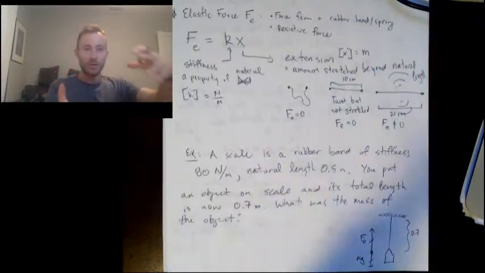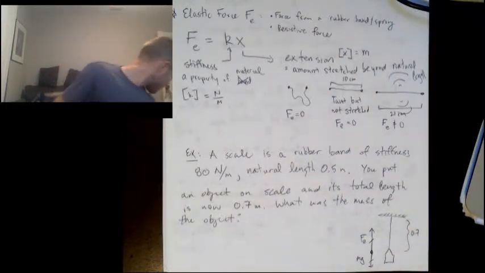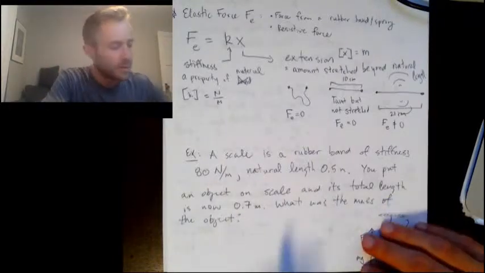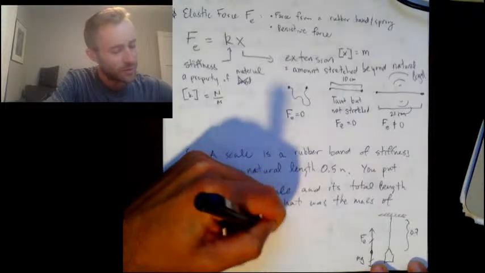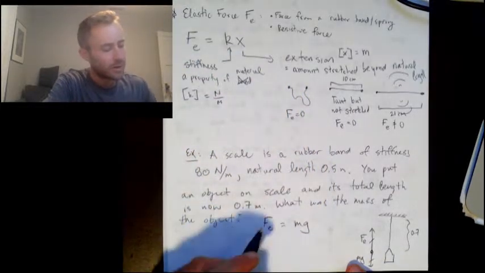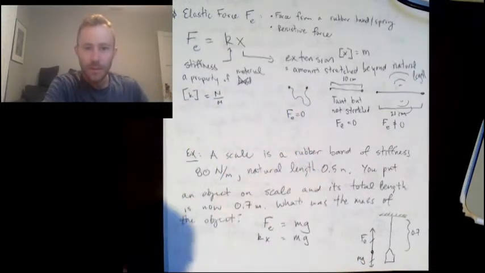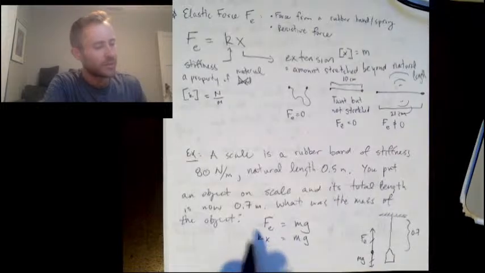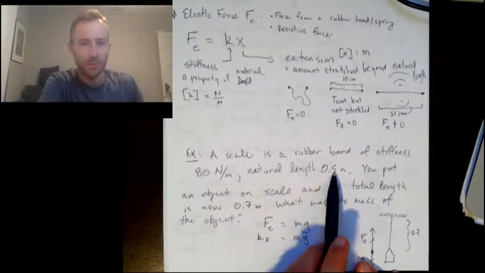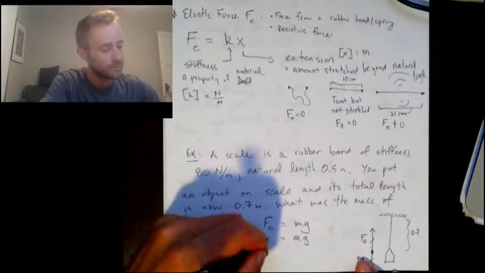Because if one was bigger than the other, the thing that's on the scale would be accelerating up or down. Okay? So the equation is F sub E equals mg. These two forces are balancing each other. Now F sub E, the elastic force, is kx. And for x, we're going to use the distance beyond its natural length. So it's 0.5 meters long, but it's now 0.7 meters long. So the amount that it stretched was 0.2.